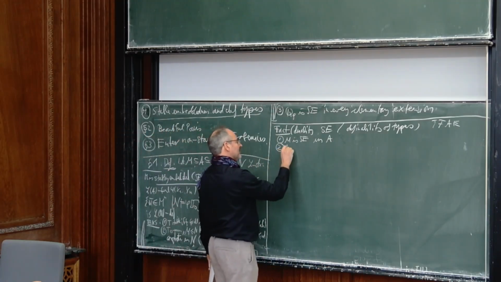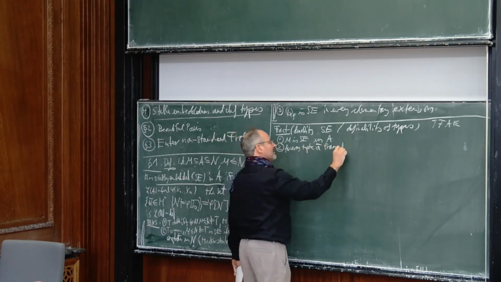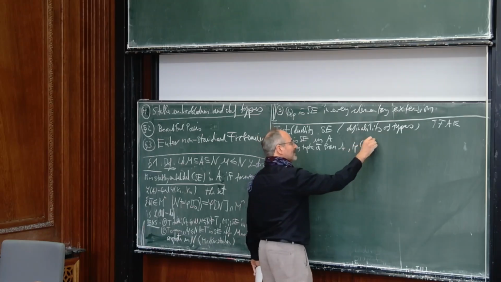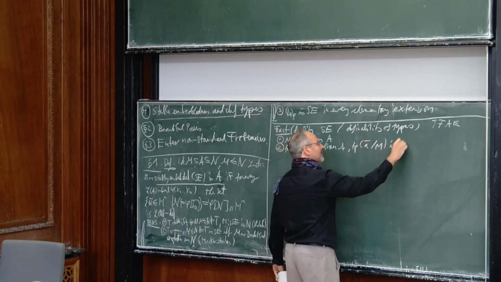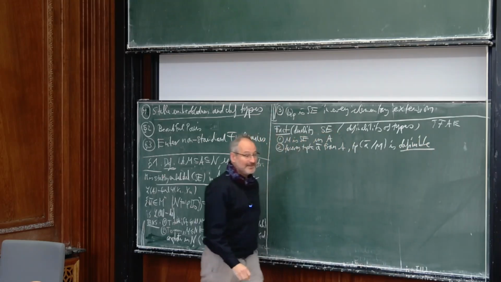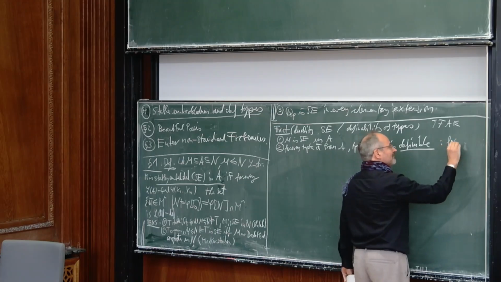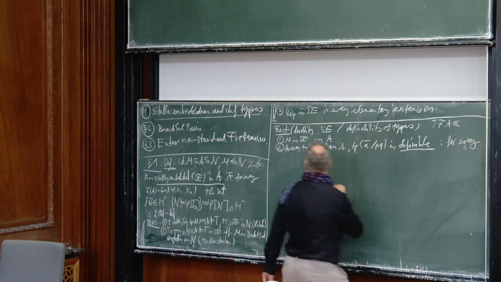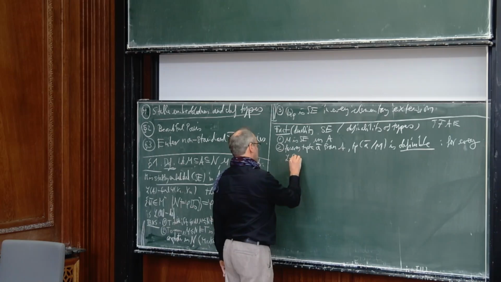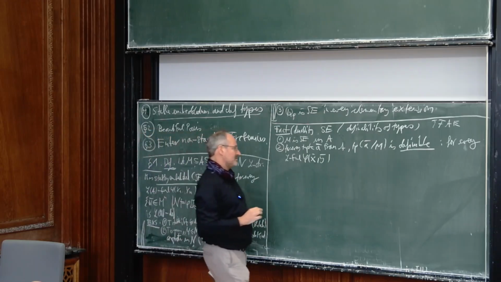So for every tuple a-bar from A, finite, the type of a-bar over M is definable. Now let me define it for those who don't know what this means. This means for every L-formula phi of x, y, so tuples, x-bar is of the length of a-bar, y-bar is the parameter tuple length.